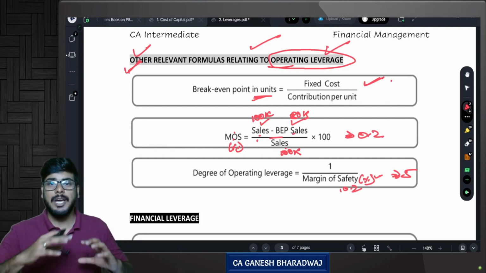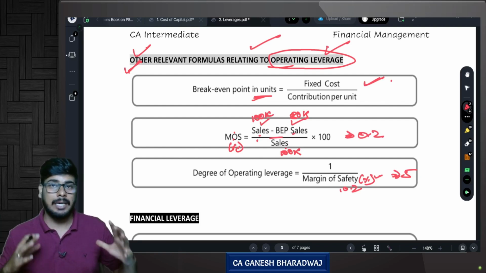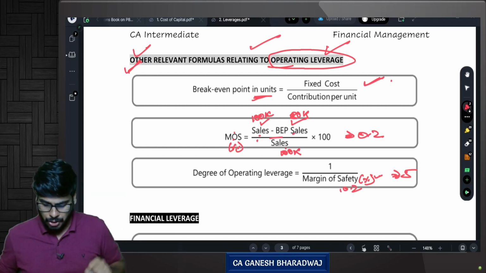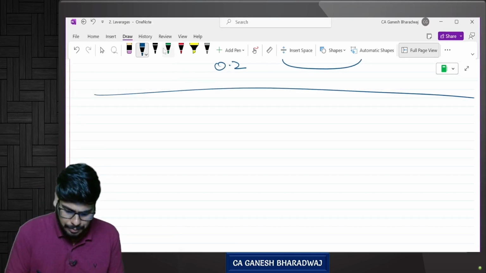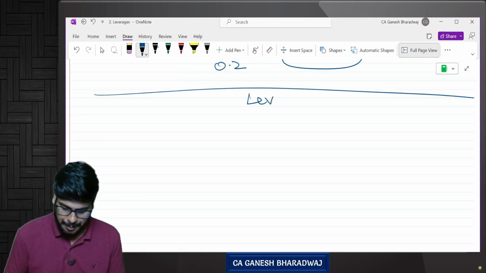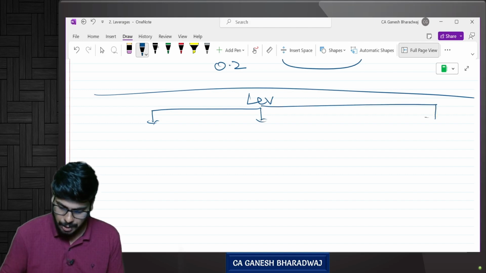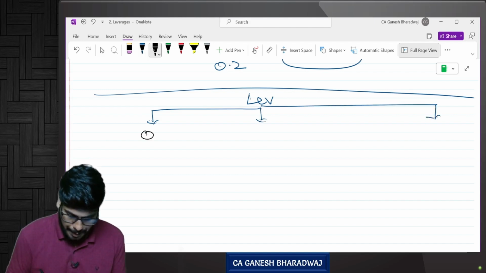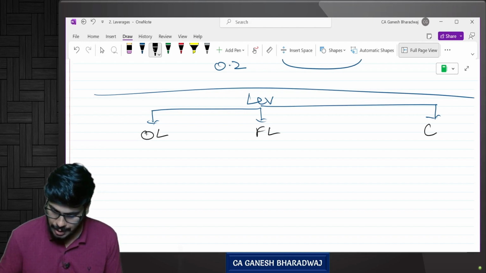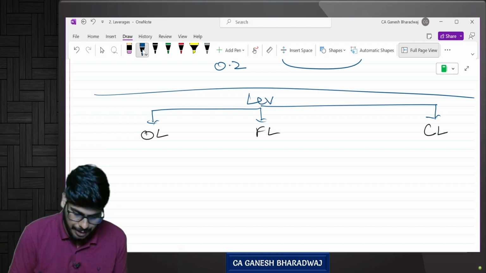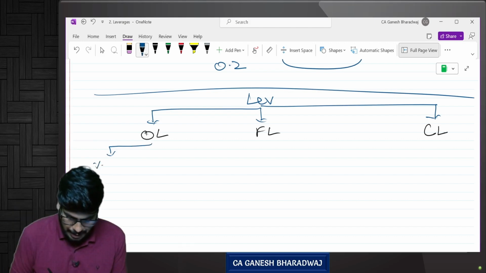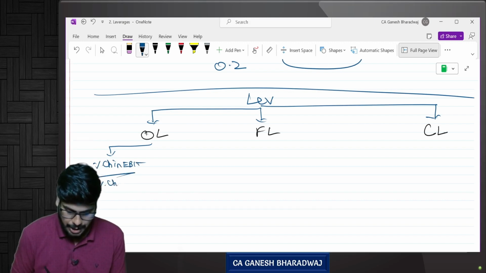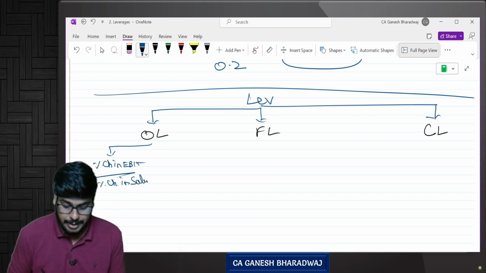Now, with this, we have seen all the formulas that are covered in this particular chapter. So now let's quickly summarize this before we get into the problems. Leverages in this chapter, there are how many types? 3 types of leverages: operating leverage, financial leverage, and combined leverage, correct? Operating leverage, what is the formula for calculating? Percentage change in EBIT divided by percentage change in sales, correct?